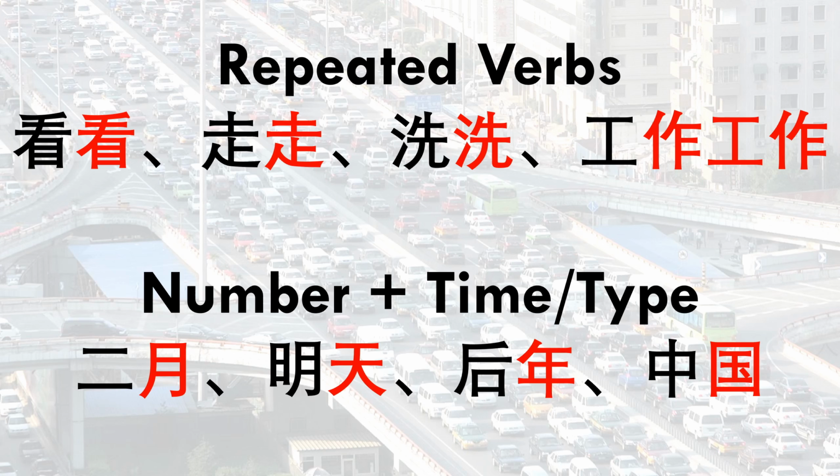Okay, and then let's look at number plus time or type combinations. What I mean by this is for the months and certain days like today, tomorrow, yesterday, you would stress the number and not the unit. So 二月 for February. 明天, you wouldn't stress the unit. Instead, 明天. Right? And the same for yesterday, 昨天.